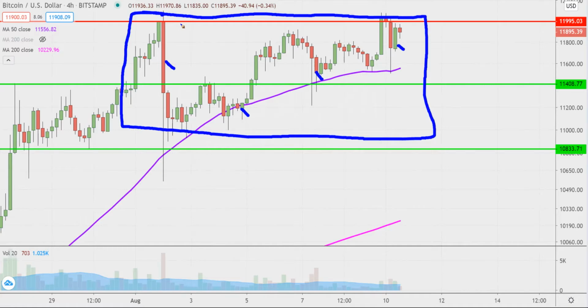I like this time frame. It does a good job of telling the quote-unquote story of the price, and it makes mapping out levels of support and resistance a bit easier to see.